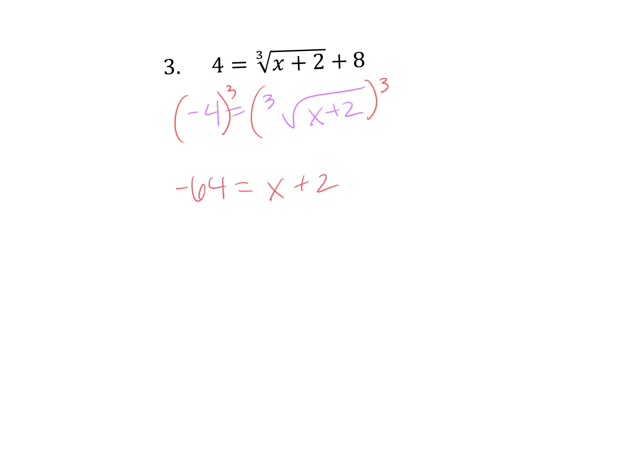Equals x plus 2. What would x equal? -66. Let's think about that. -66 plus 2 is -64. Cube root of -64 is -4, plus 8? It's 4. Checks out. We dig with that.